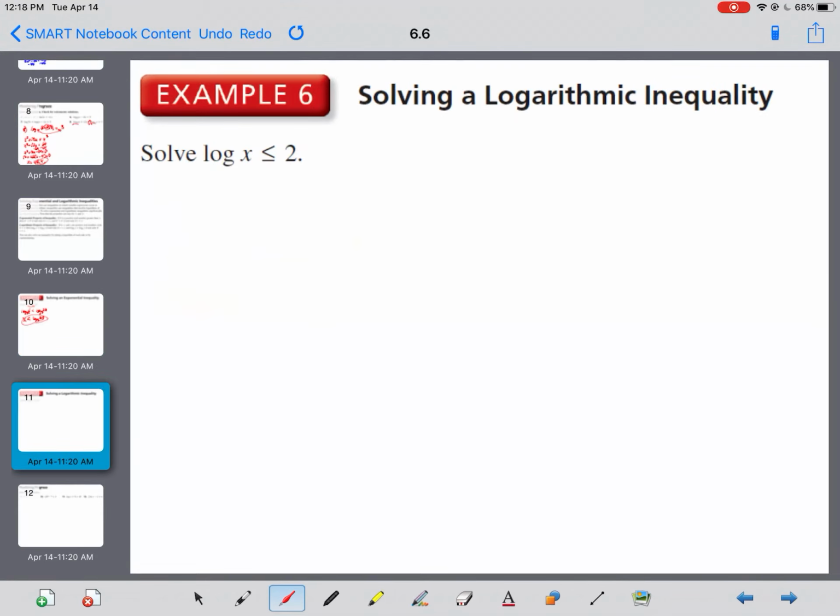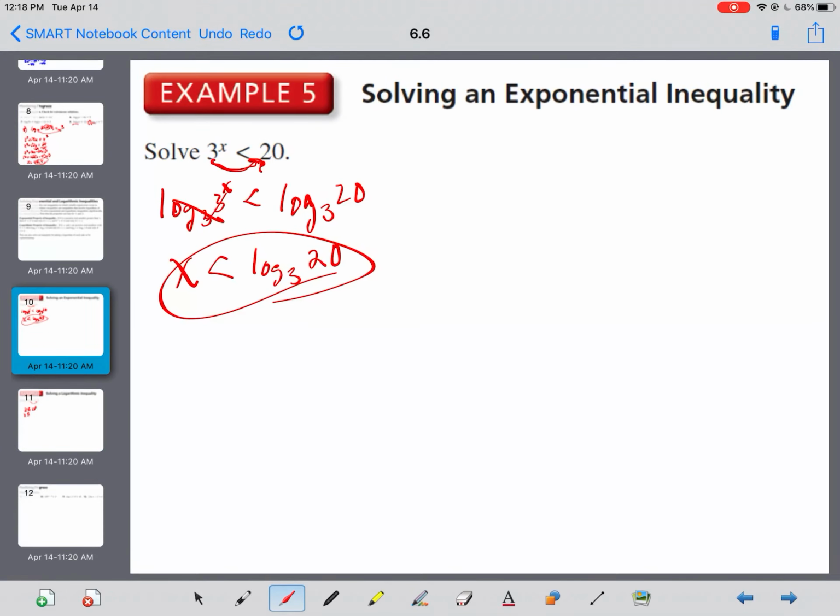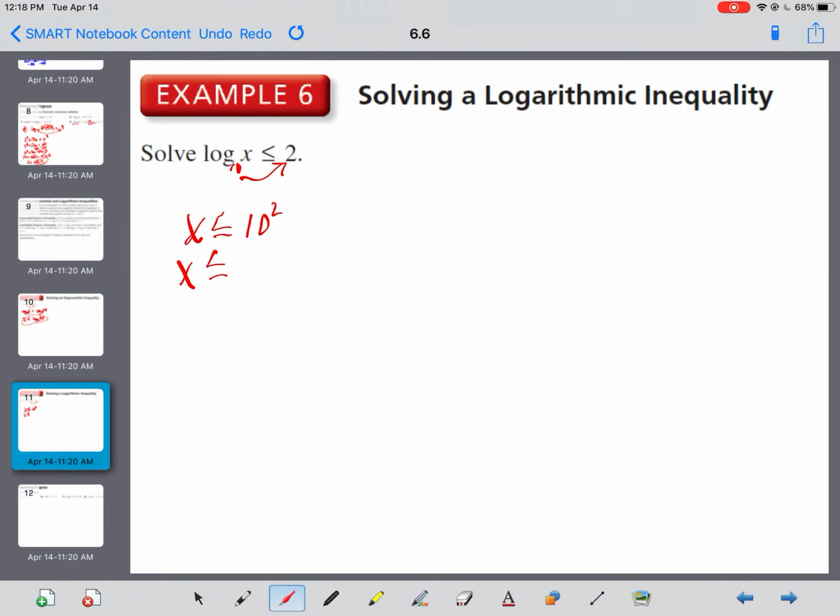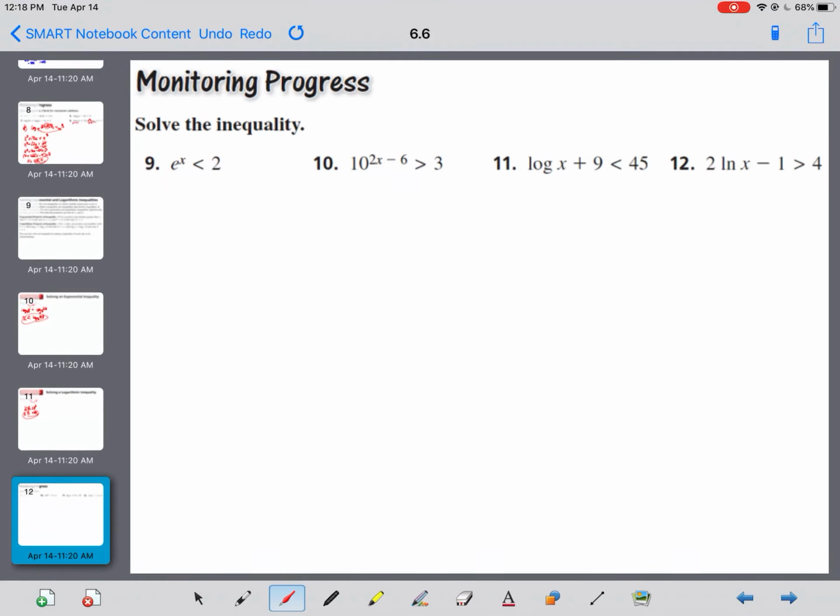Solve log x less than or equal to 2. Well, that's base 10. Slide it over. x is less than or equal to 10 squared. So x is less than or equal to, is that what I did over here? Yeah. 10 squared is 100. Wow. Boom. Try some. Pause it, try it, come back.